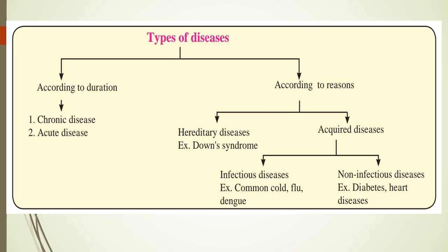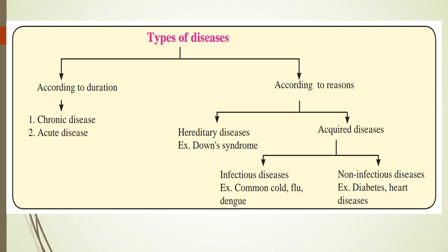Now, on the other side, we have types of disease according to reasons. Under that, we have hereditary disease and acquired disease. Hereditary disease means particular characteristics are transferred from parents to offspring, so few people suffer from that particular disease. Example, we have Down syndrome. Again, I'll repeat, what is Down syndrome? It is a disorder causing developmental and intellectual delays.